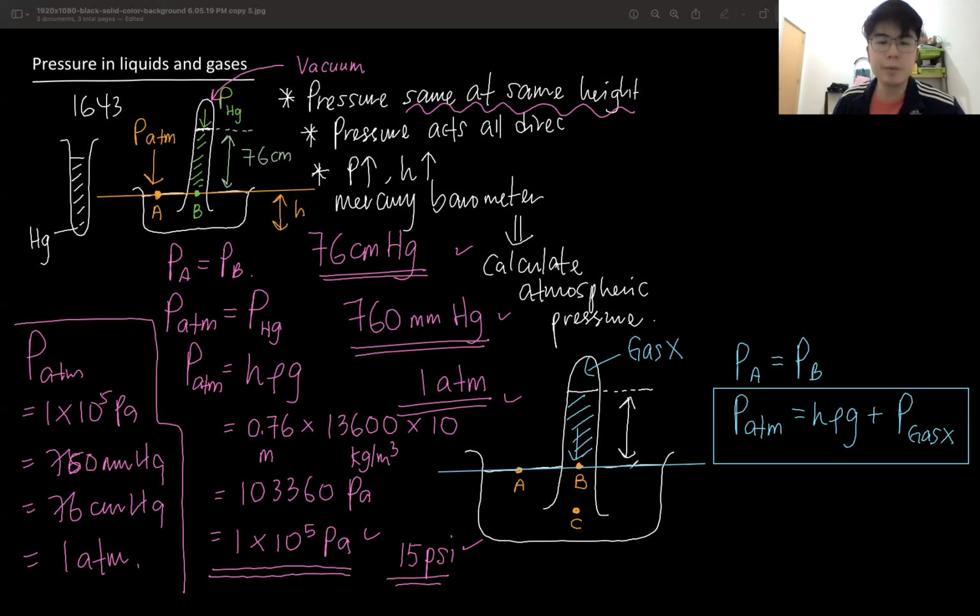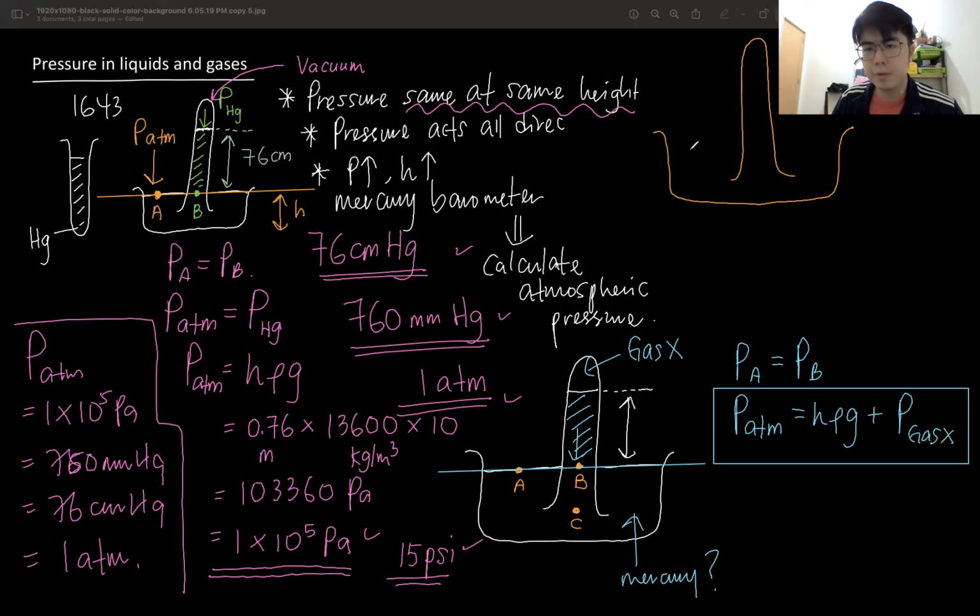Now, why the mercury barometer? We use mercury. Can I use water? Yes, I can use water. But see what happens if I use water. I take the same barometer and now I fill it with H2O. Point A, point B. PATM equals H rho G.